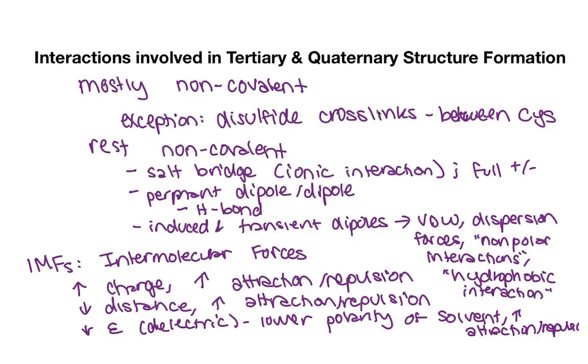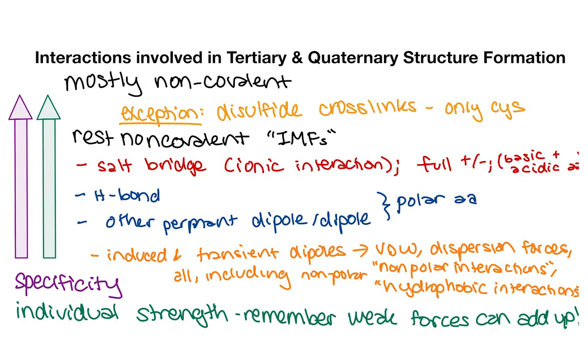So the strongest of them is going to be the disulfide crosslinks, because these are actually going to be covalent bonds. And so in order of strength, this would be the strongest. Then we would have our charge-charge interactions, so we'd have our salt bridges. We'd have our permanent dipoles. And we'd have our induced or transient dipoles. Okay, so now let's look at these in a little more detail.